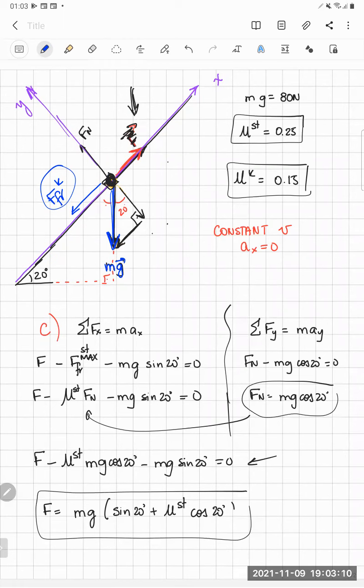The only thing that is changing now is that instead of maximum static friction, we'll have to change it by kinetic. So I look at this equation, the x direction. Instead of this maximum static friction, let's get rid of that and put now the friction force, the kinetic friction force.